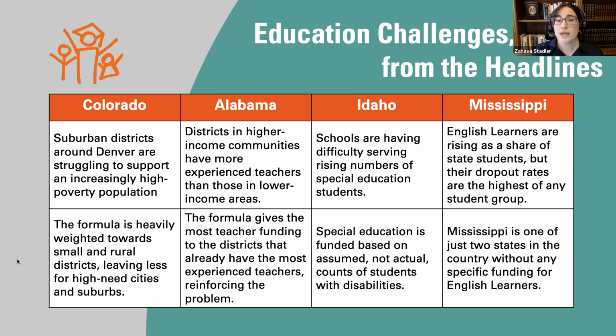Mississippi, we can talk about the dropout experience that we're seeing with students learning English, but what might also be important to know is that Mississippi doesn't provide any additional funding for English learners, and in fact is one of only 2 states in the country of which that's true. So as you can see, these problems are at least partly related to the structure of the school funding system. It's not only about having enough, it's also about the how.